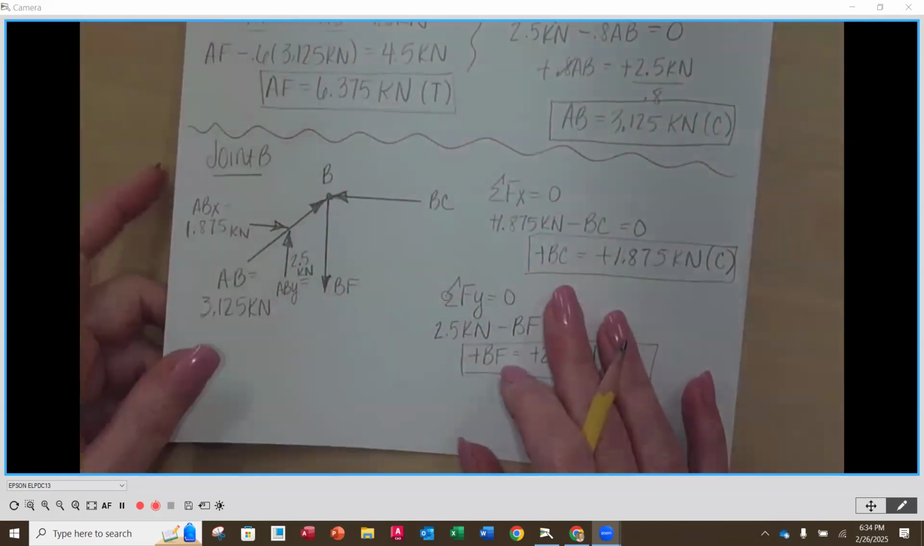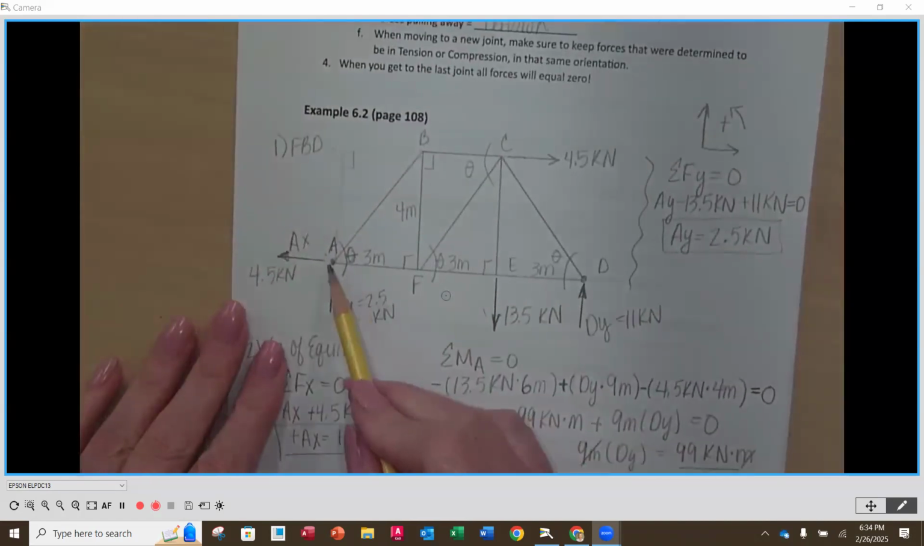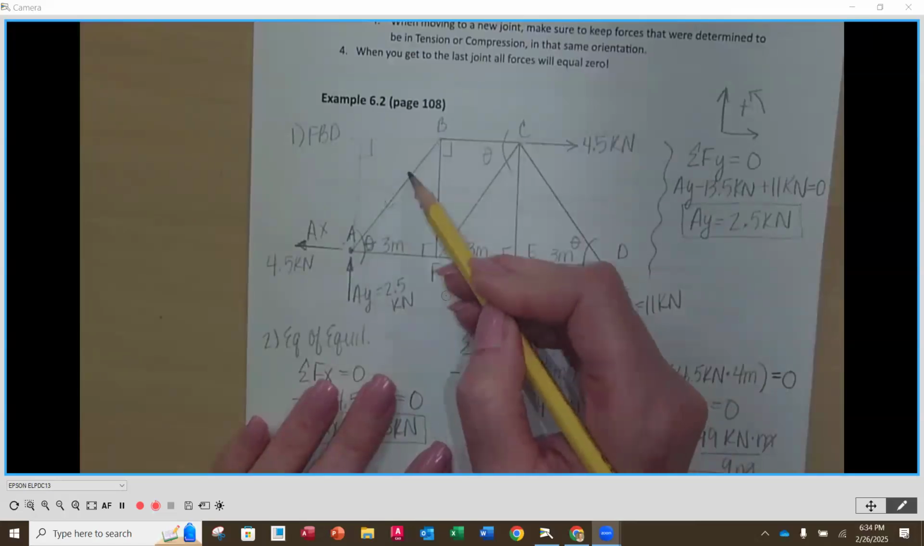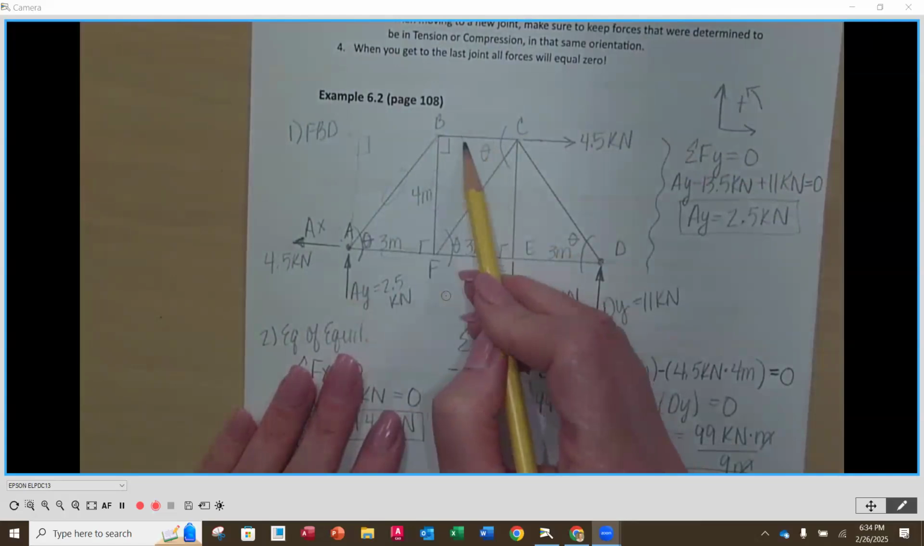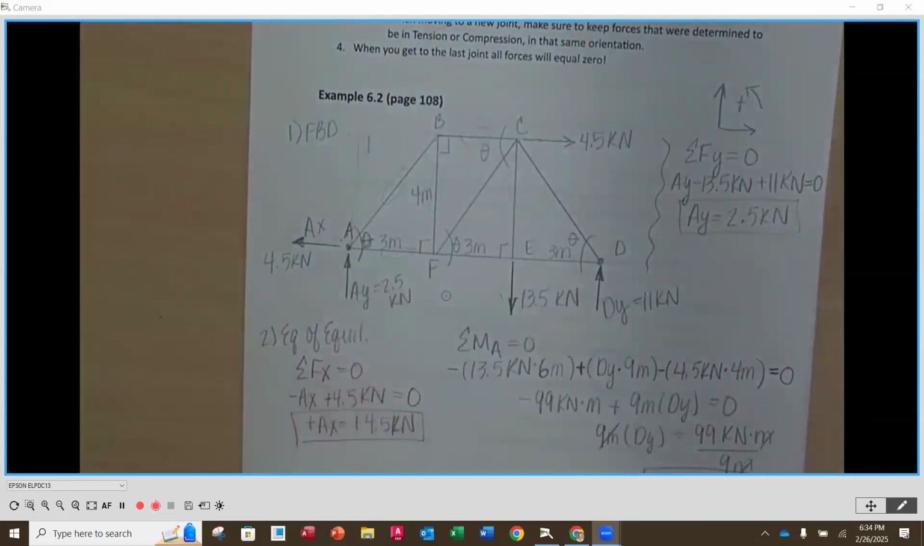So we've got 2 of our joints done. Let's look back over here. We did joint A, we did joint B. We have member AB done. We have member AF done. We have member BF done, and we have member BC done. So we're about halfway, right? And we just did 2 joints. So that's exciting. So where do we want to go next?